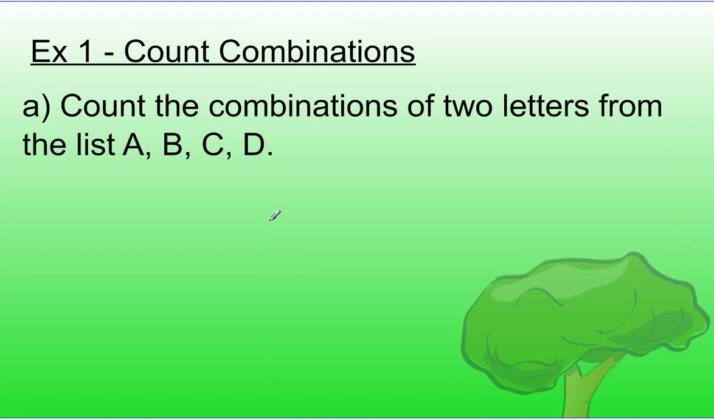In example 8 here, it says, count the combinations of 2 letters from the list of A, B, C, D. So it's just going to have us pick 2 letters, and we want to know how many different combinations there are. Well, if you think about it, we've got A, B, A, C, A, D. There's 3 different combinations. Now, you could not pick B, A, because as far as a combination is concerned, this is the same thing, because the order doesn't matter. You've picked an A and a B. It does not matter you pick one before the other. So those are the same thing, so that does not count as a different combination.